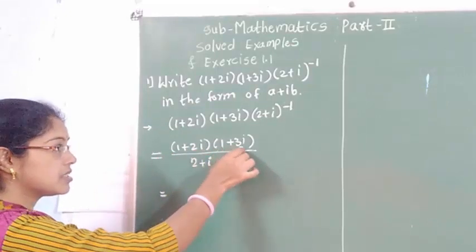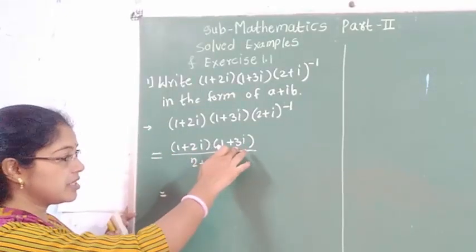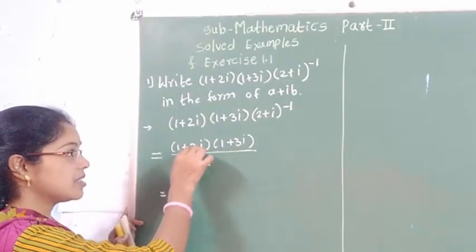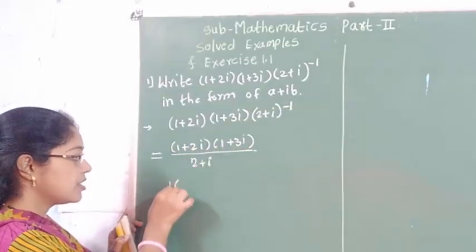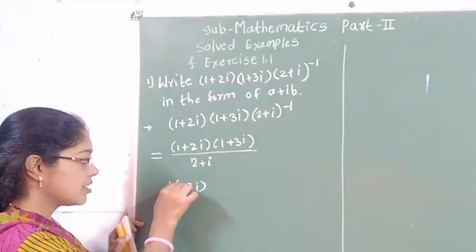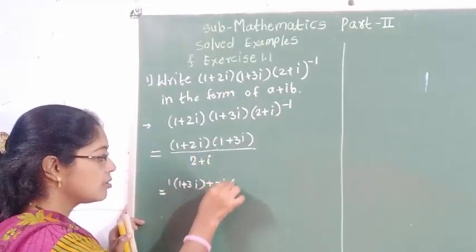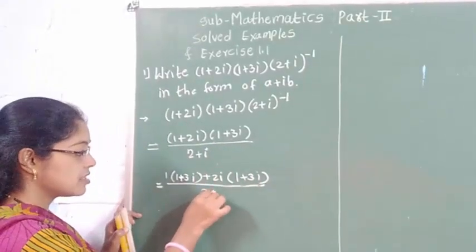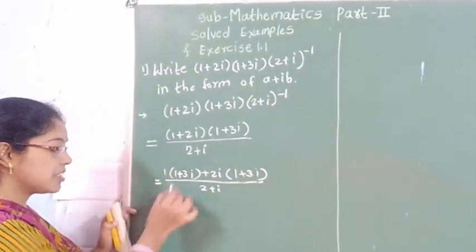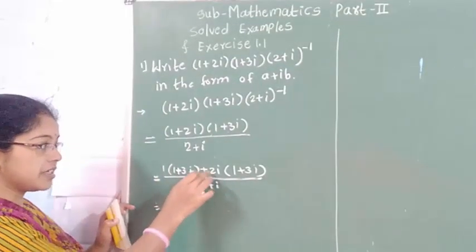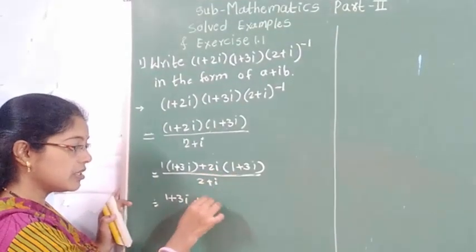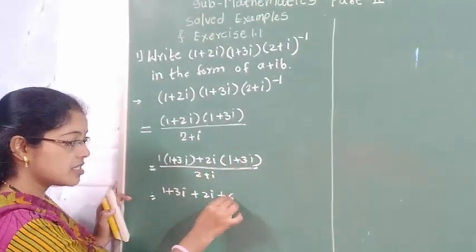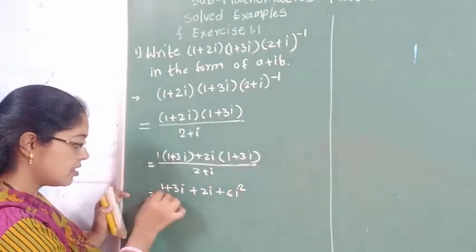So this is equal to (1 plus 2i) into (1 plus 3i), we take the multiplication. So (1 plus 2i) into (1 plus 3i). Multiply the whole bracket by 1, then by 2i. So 1 into (1 plus 3i) plus 2i into (1 plus 3i), divided by this term as it is. Multiplying by 1 gives 1 plus 3i. Then multiply by 2i: 2i into 1 is 2i, then 2i into 3i is 6 i square.